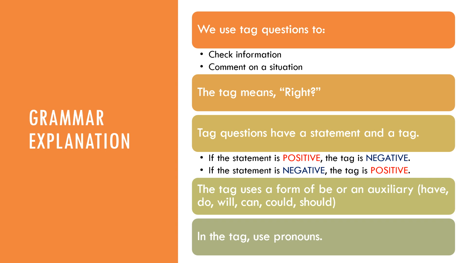Now, if the statement is positive, the tag is negative. And if the statement is negative, the tag is positive. And the tag will use a form of be or an auxiliary such as have, do, will, can, could, or should. And in the tag, we're going to use pronouns. We won't repeat the subject's name, for example. We'll just change it to a pronoun.